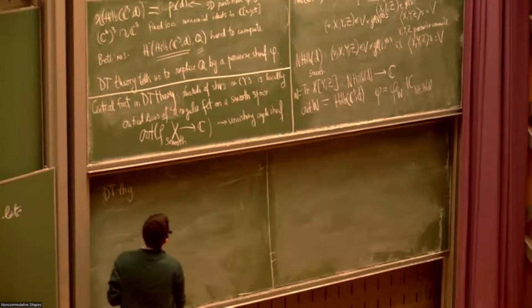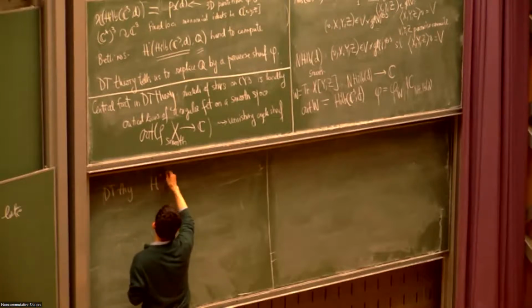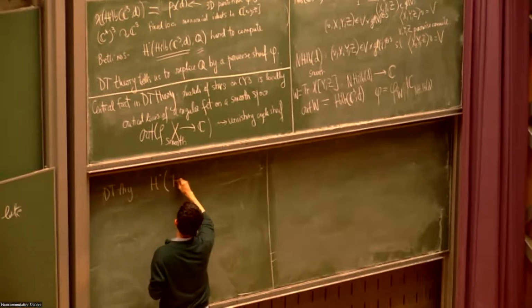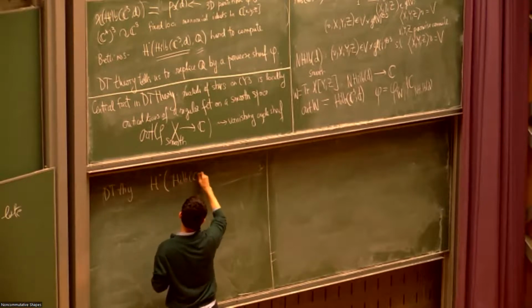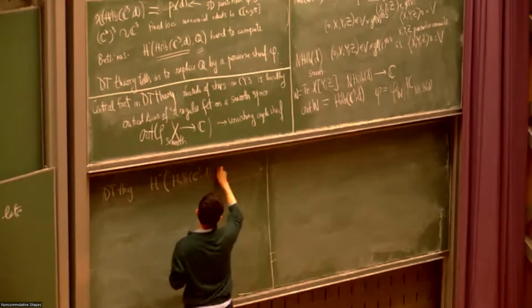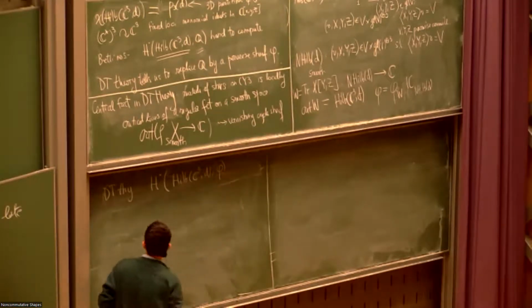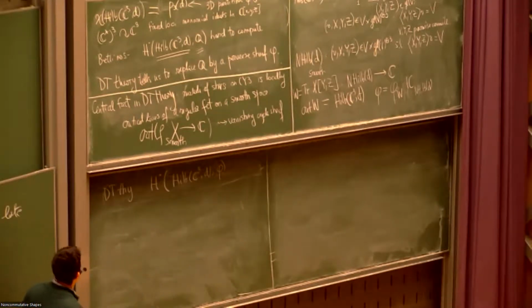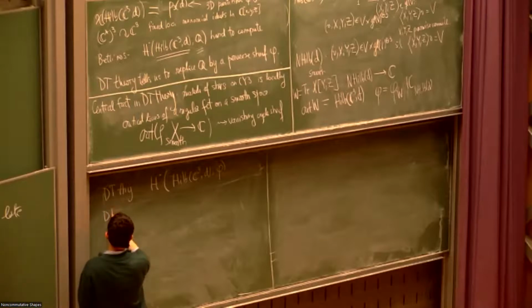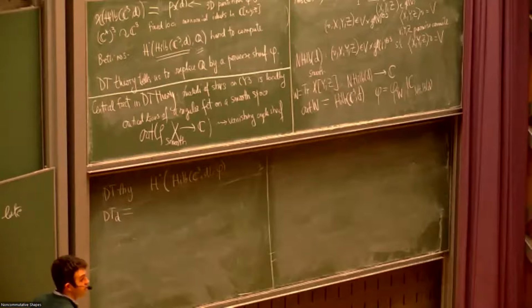So in DT theory, now one studies the hypercohomology of this sheaf. The first thing to do is to take its Euler characteristic. Then one recovers the classical DT invariants that were introduced initially using virtual fundamental classes.